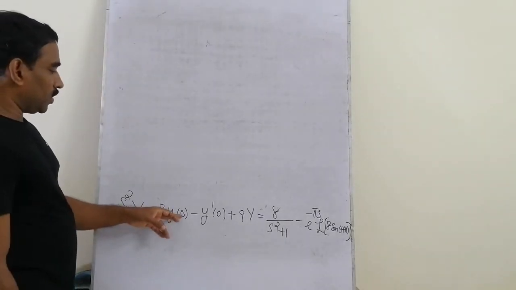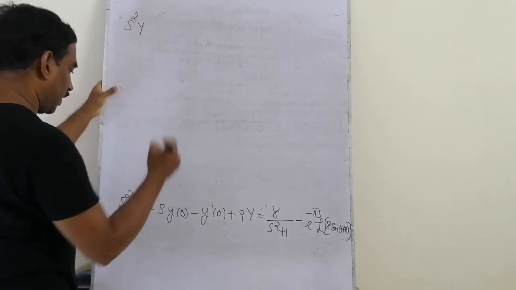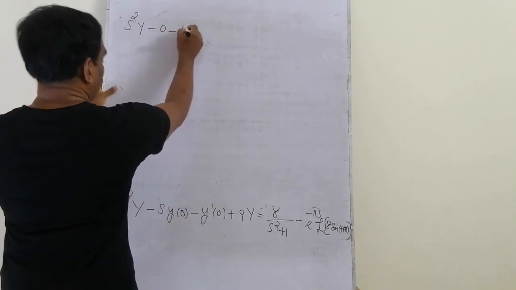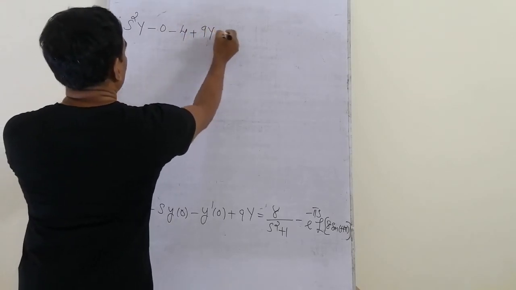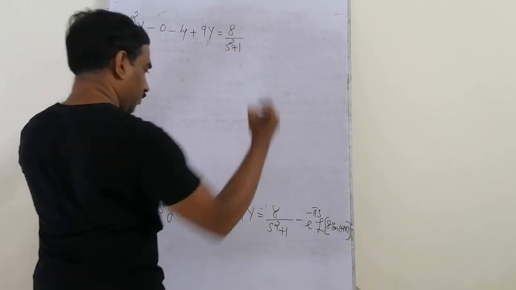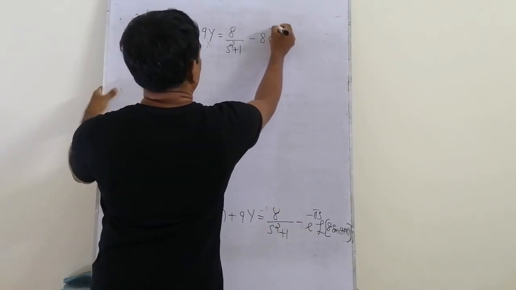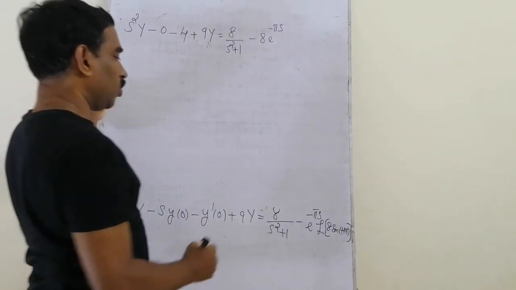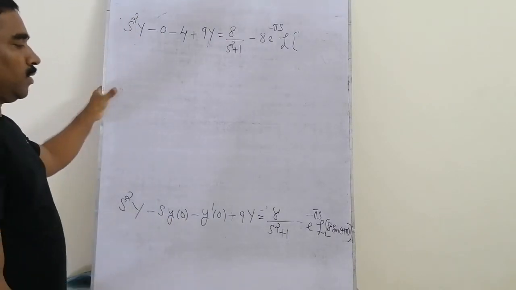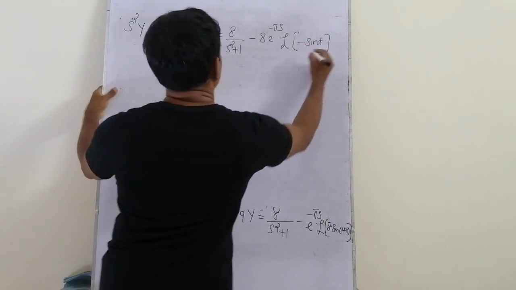Now applying the values y of 0 is equal to 0 and y dash 0 is equal to 4, we can rewrite this as s square into capital Y minus y of 0, which is 0, so that is 0, minus y dash 0, which is 4, minus 4, plus 9Y is equal to 8 by s square plus 1, minus, we can take this 8 outside, that is minus 8 into e raised to minus pi s into Laplace transform of sin(t plus pi). Sin(t plus pi) means sin(180 plus theta). Sin(180 plus theta) is minus sin theta, so this is transform of minus sin t.